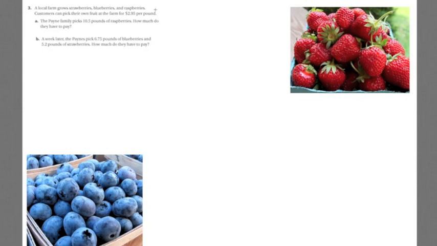So, we know 2 things. Number 1, they picked 10.5 pounds of raspberries. And the next thing we know is that they're being charged $2.95 per pound. All right, so what we're going to have to do here is multiply these numbers together to find our answer. Now, we are going to spend some time going through how to multiply decimals. So again, this isn't something I expect you to know how to do right now, and that's fine if you're using a calculator.